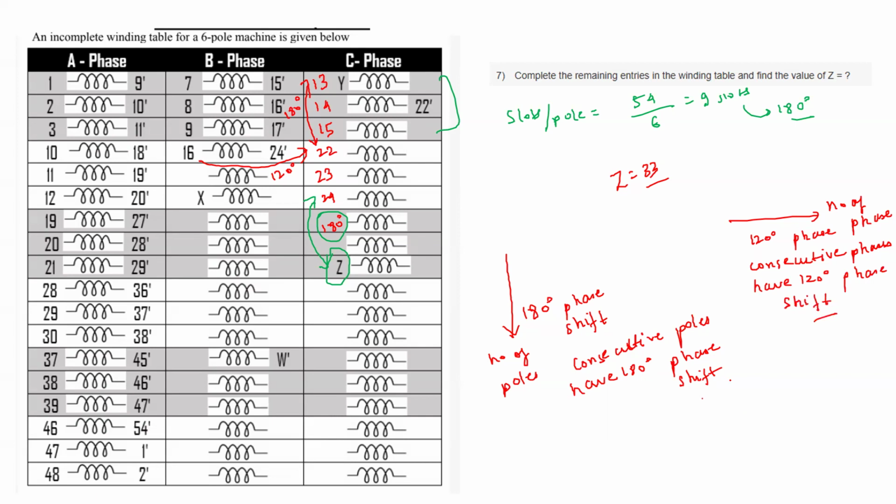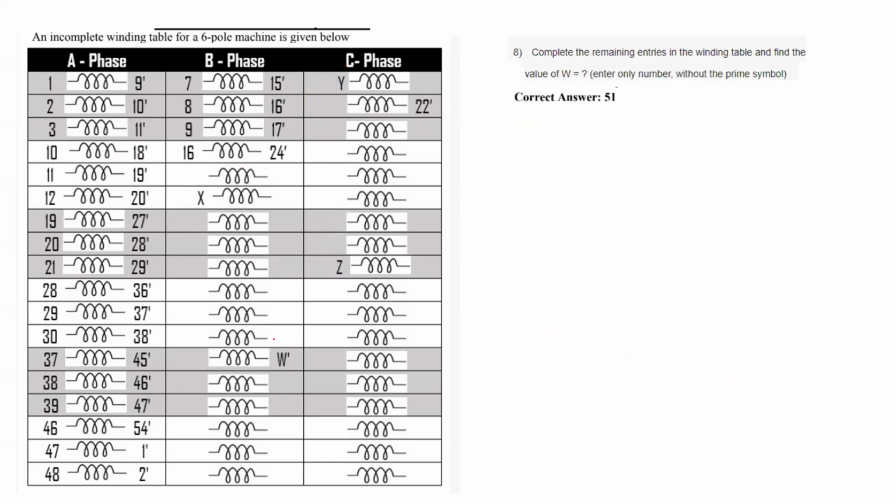Okay, so by using this information we are finding all this x, y. Now we found out z. So this is z, and we will now find out w dash in the next question. In the next question we have to find the value of w. I think they have missed a dash. Okay, w dash. Now we can find out.